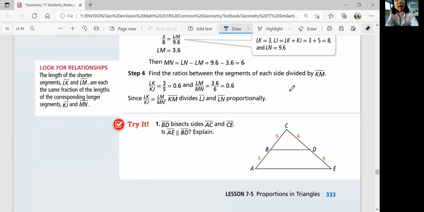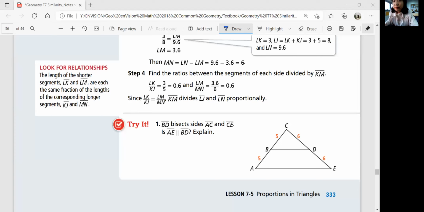All right, so let's look at try number 1. BD bisects AC and CE. Is AE parallel to BD? See if you can check if they have parallel lines. You need to use the properties. If they're similar, they must also be parallel, right? See if the triangles are similar and check if they're parallel. Come back when you're ready for answers.